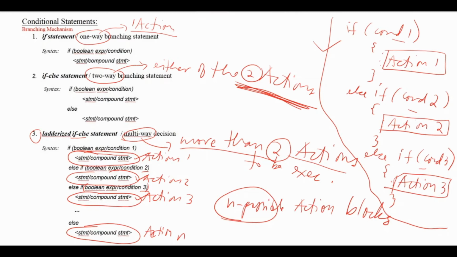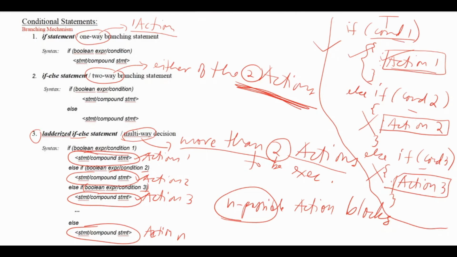Say, for example, when the program evaluates condition 1 and it is found to be true, then this set of statements here, or action block 1, will be executed, and all the other action blocks are not executed. So this is the only one executed. All the rest of the action blocks are not.